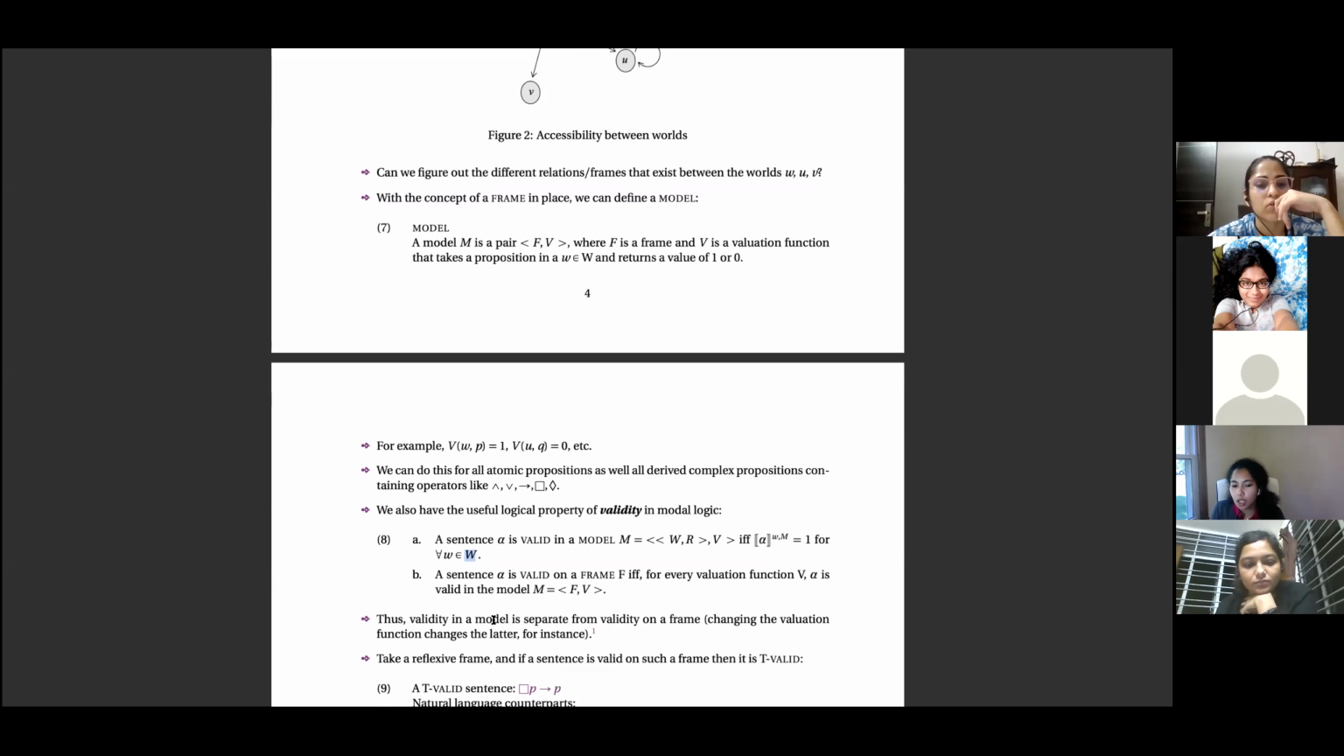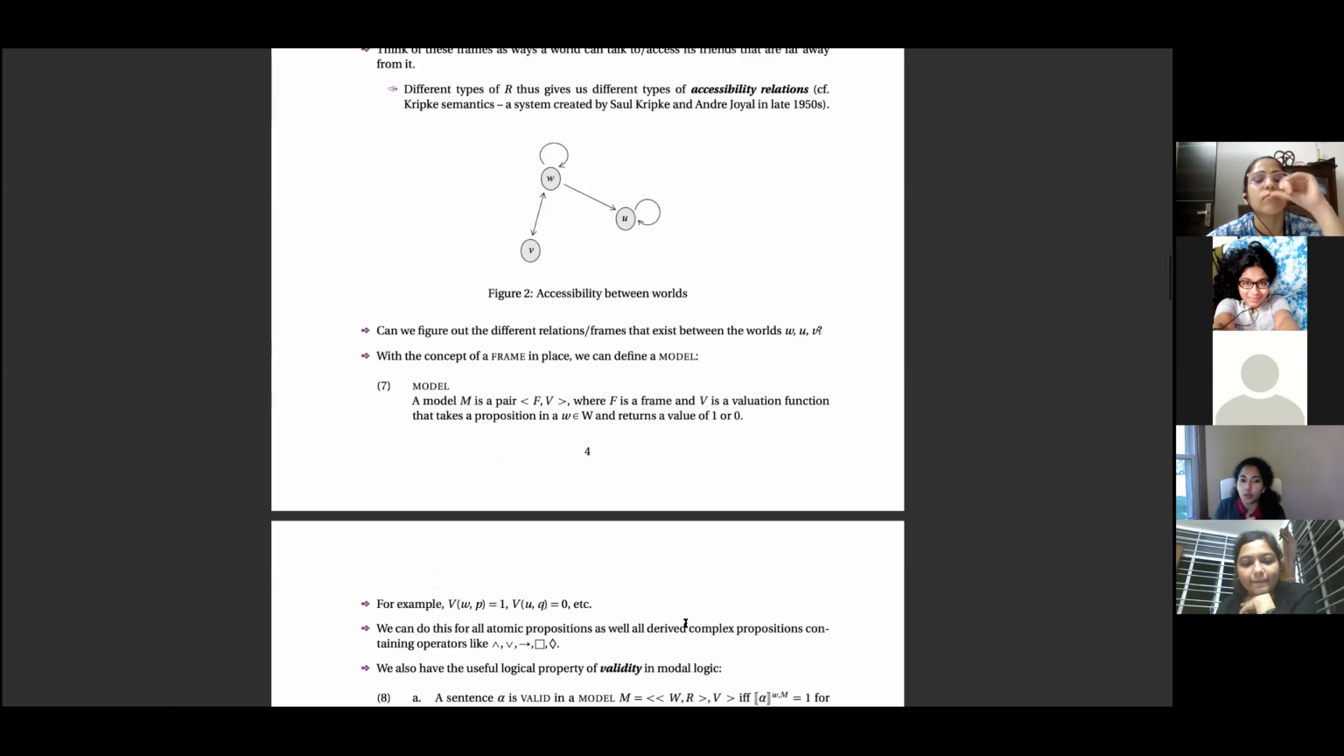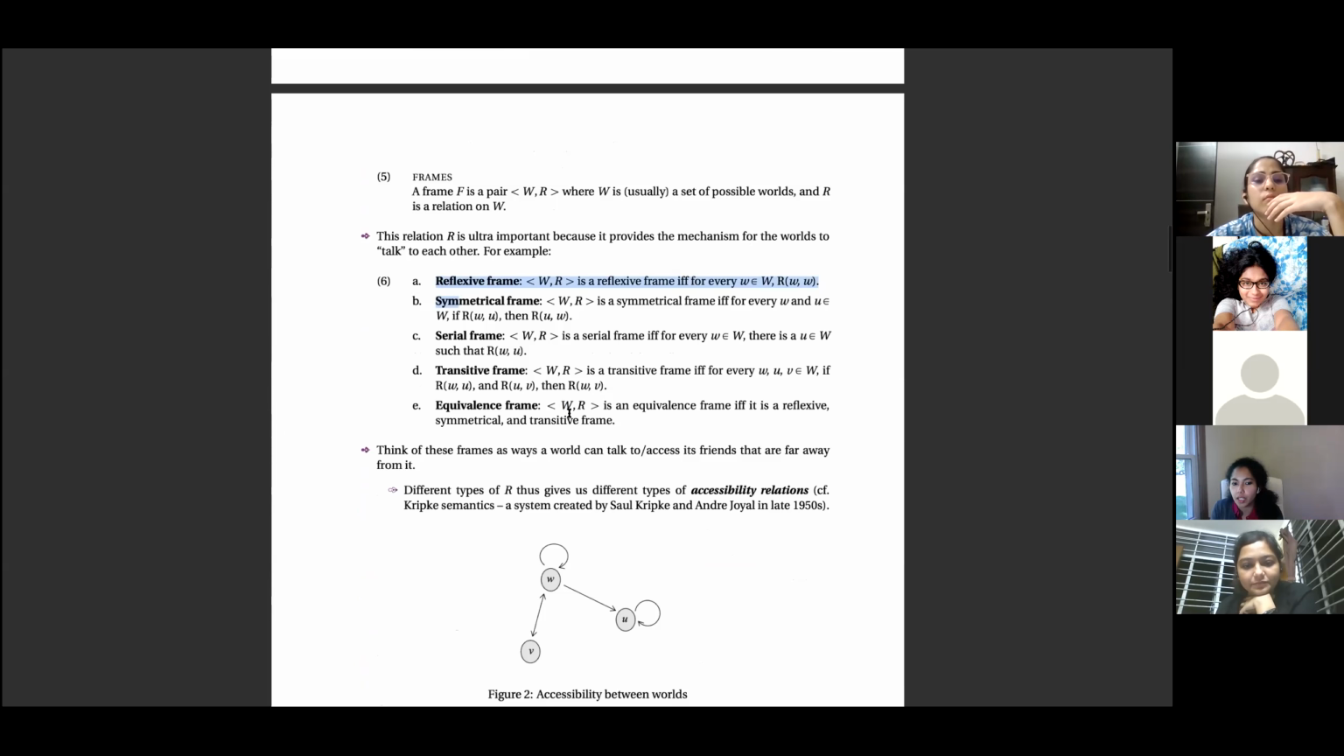I just wanted to point out that these two things are separate: validity on a model and validity on a frame. And validity on a frame comes in many different versions, depending on the types of frames you're dealing with. If you quickly recall, we have at least 5 types of frames here, right? Each type of frame will have a different term for the validity in that frame.